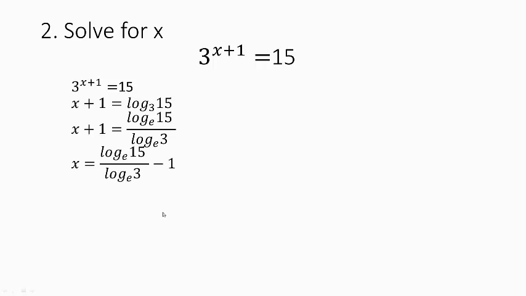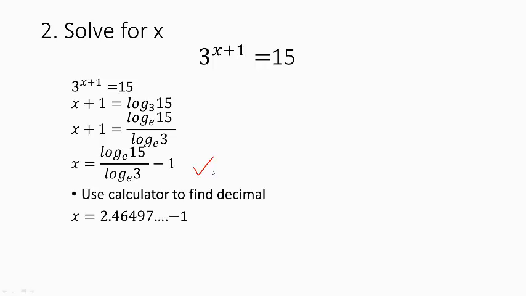If this was a calculator-free exam, then that would be the correct answer. You just leave it like that. If it was calculator enabled, we'd use the calculator and work out 2.46497, etc., etc. Take 1. Again, I'm going to round off to 4 decimal places, so my answer is 1.4650. Okay, so that's the method that we use.